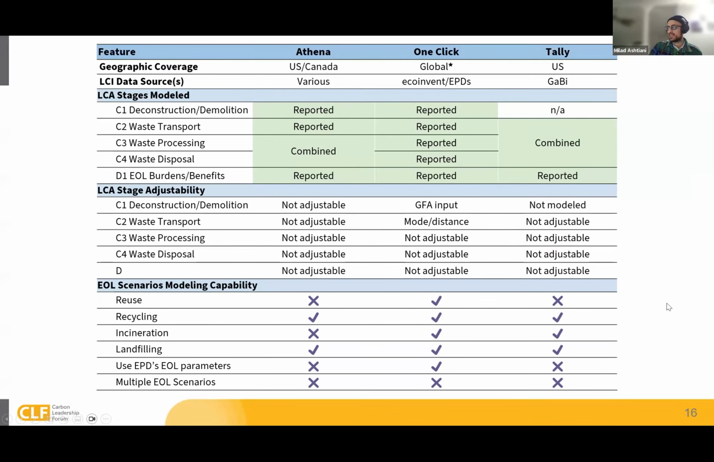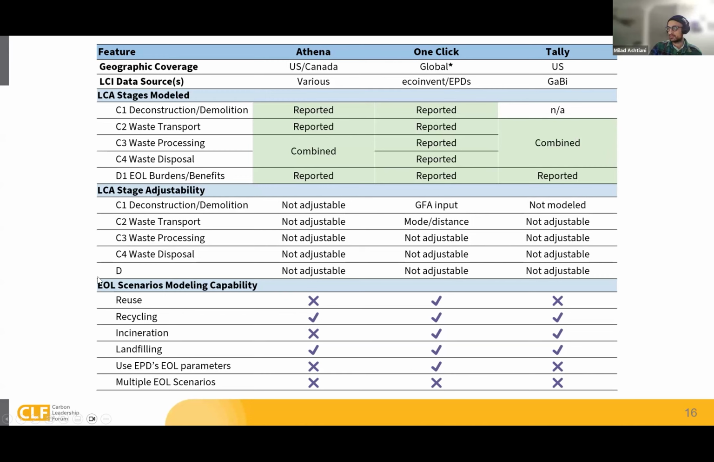So this is just a table. I know it's a lot of details in here, but what I want you to take a look at and notice is that some tools, like Tally and Athena, combine some of the end-of-life stage impacts, in particular for waste processing, which is the actual processing of materials at their end of life, and disposal. They're usually combined. Tally actually combines 3 of them and doesn't report on deconstruction and demolition impacts. So there seems to be a data gap here, hindering these tools from fully accounting for all stages of C impacts.